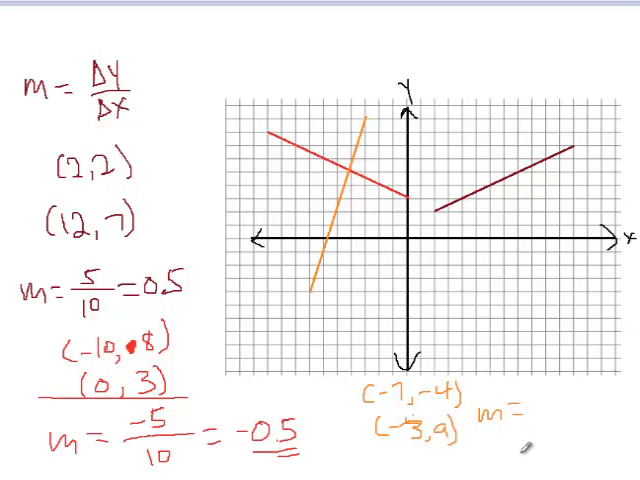So what's the slope? Well, let's see. 9 minus negative 4 is the change in y. That's 9 plus 4, which is 13, divided by negative 3 minus negative 7, which is negative 3 plus 7, which is 4. So the slope is 13/4, which is the same as 3.25. In other words, 3 1/4 up, 1 over. 3 1/4 up, 1 over. That's how to figure out slope.